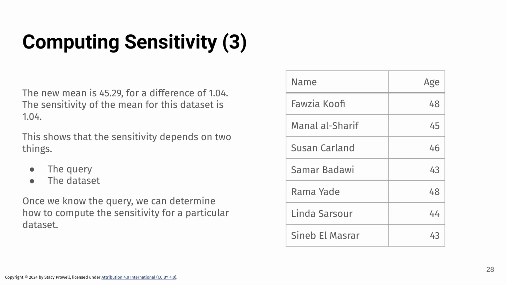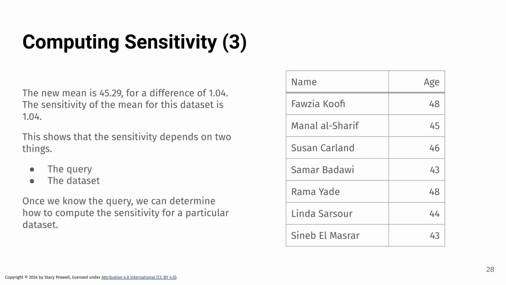This means that the sensitivity of this data set for the query of the mean is 1.04. So clearly the sensitivity depends on the query, and it may depend on the data set. That's important information. Sensitivity depends on the query and the data set. So once we know the query, we can then try to determine how to compute the sensitivity for a particular data set.